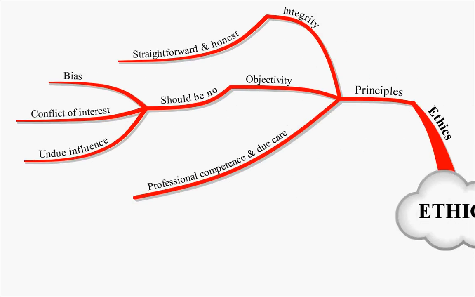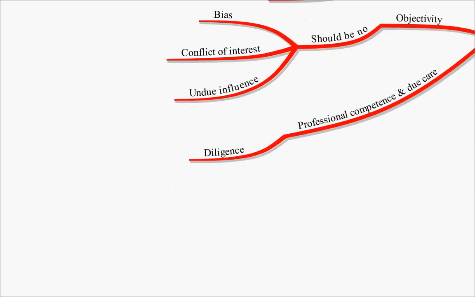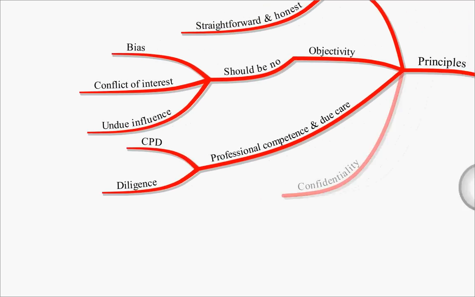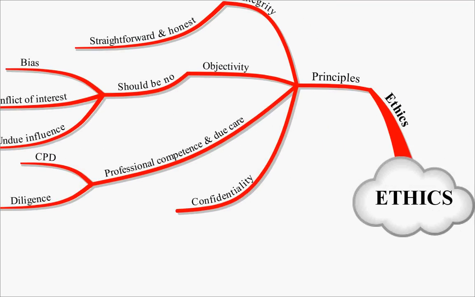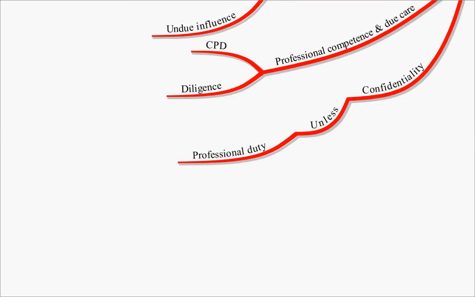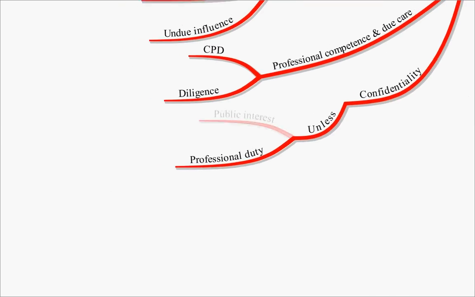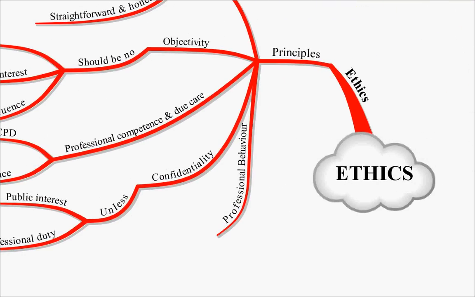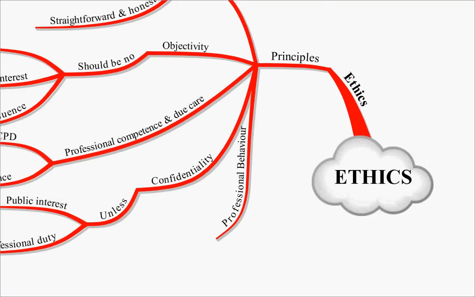Professional competence and due care, well, we must act with diligence in all of our dealings, and we must also update our knowledge with our CPD requirements. Confidentiality, we must keep client information confidential unless we have a professional duty to do so, for example with money laundering rules, or if it's in the public interest. And lastly, professional behaviour, we mustn't act in a way to bring the ACCA into disrepute. So those are our 5 ethical principles.